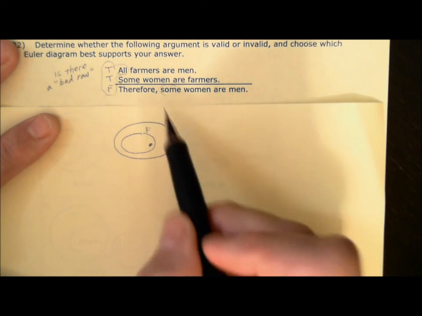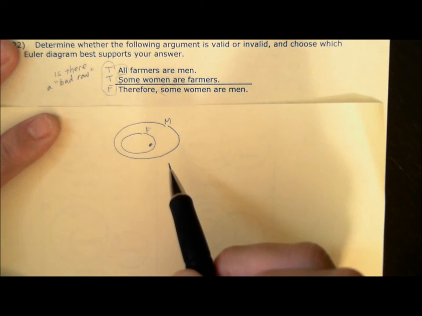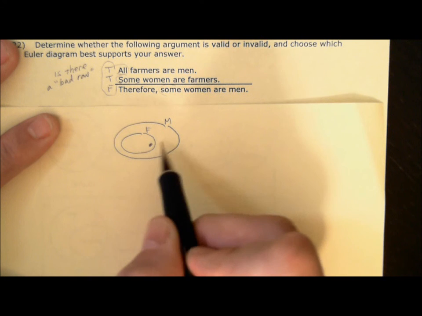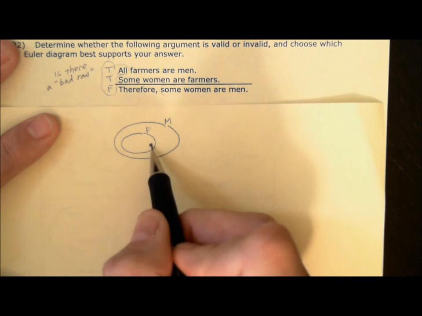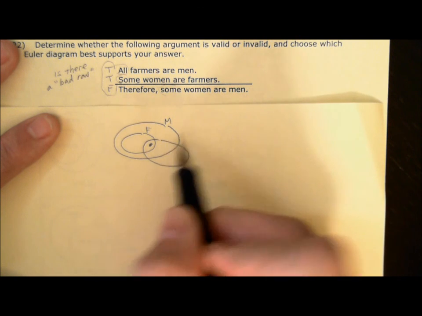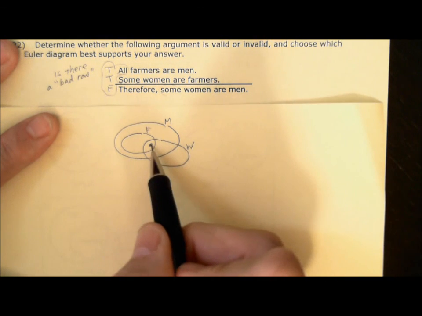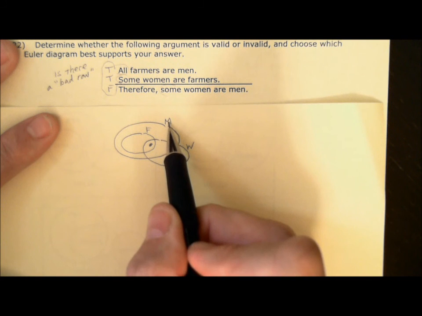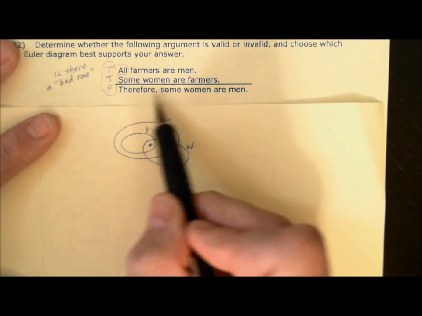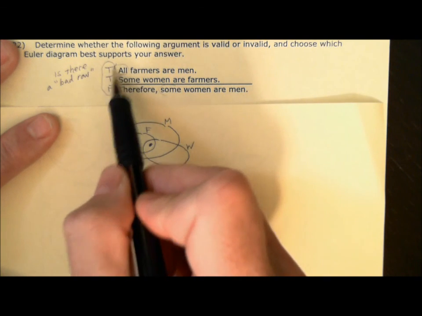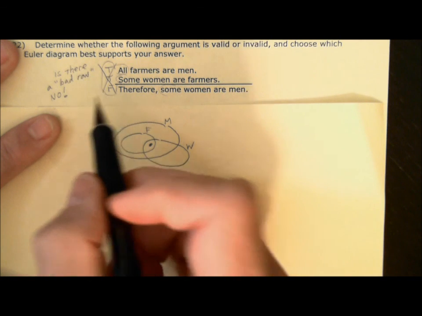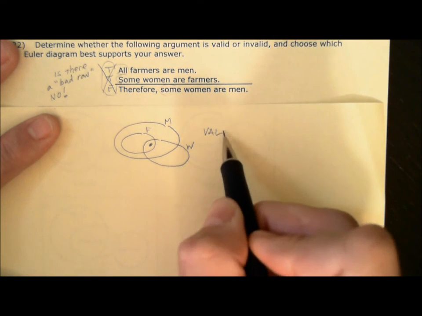And we're trying to see if we can avoid getting some women to be men. And no matter how you draw the set of women, the place where women intersects farmers must contain a woman who is a man. Okay? It's impossible, if these are true, for this to be false. And so the answer is there isn't a bad row, so it must be a valid argument.